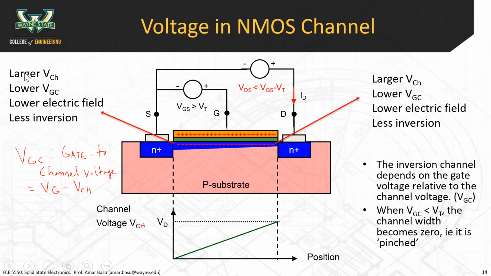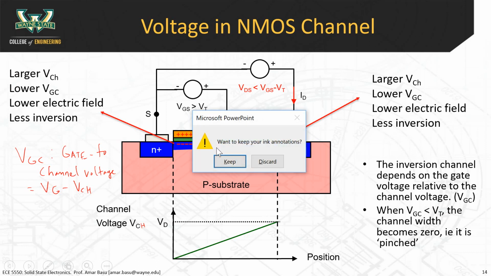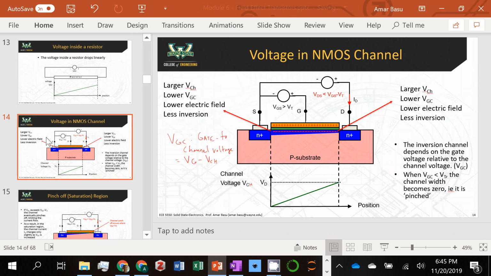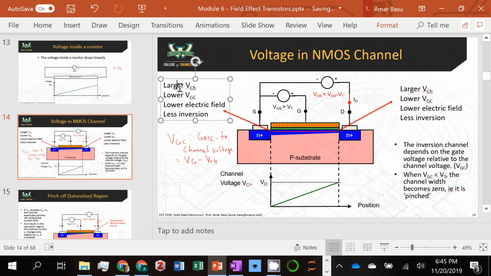Let me fix this. Give it just a second here. I have a little typo in the notes. This should be lower channel voltage, larger VGC, larger electric field, and more inversion. I forgot to edit that.